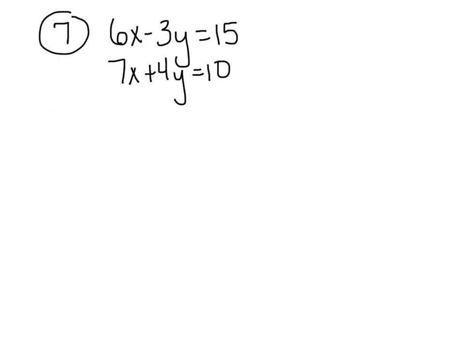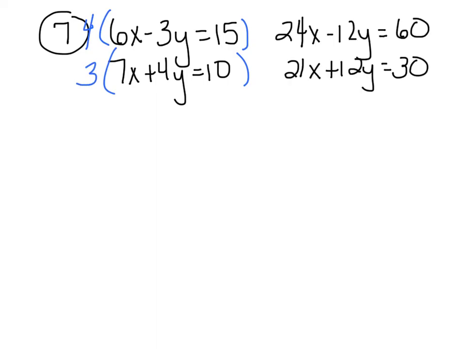Example number 7. It's all in standard form. Everything is aligned. What do you think on your own would be the easiest to get rid of? The x's or the y's? Either one would be fine with me, but the y's would be the easiest because I can make one of them 12 and one of them negative 12. I'm going to make the top negative 12 by multiplying by 4, and the bottom positive 12 by multiplying by 3. So if you do that, you're going to get those two equations.